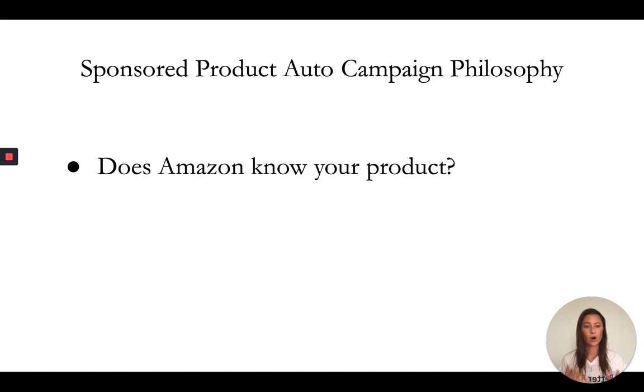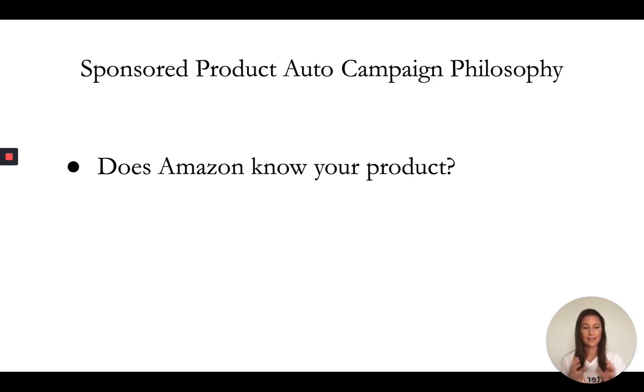So that's why I always say, if Amazon doesn't know your product, you haven't invested in your back end, you haven't invested in your listing, I wouldn't recommend an auto campaign. I would recommend starting with a manual campaign where you can choose your keywords and know exactly where your product's showing. Let's go back to the soccer ball example.